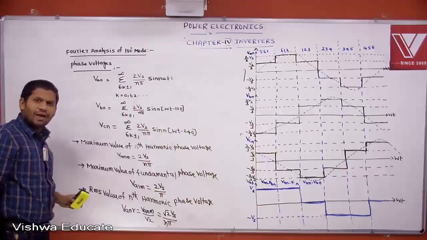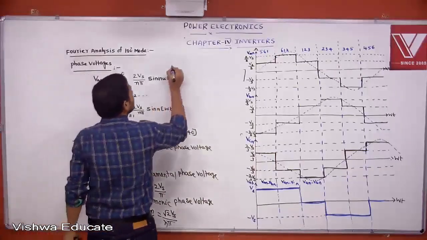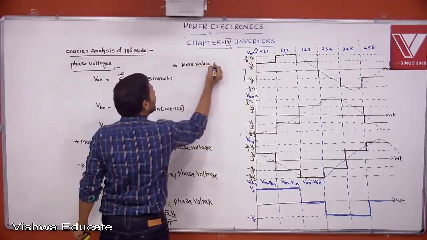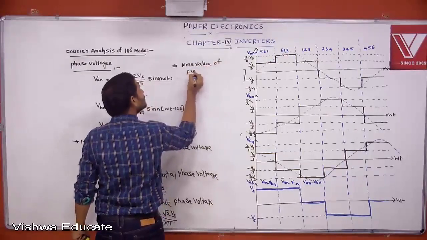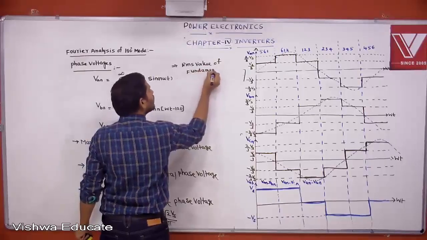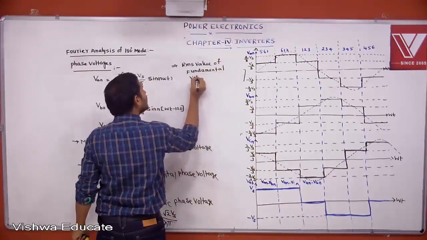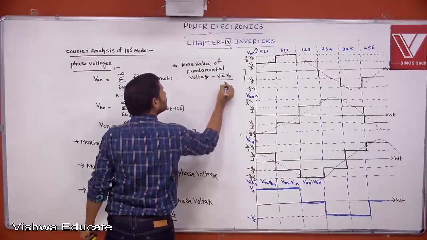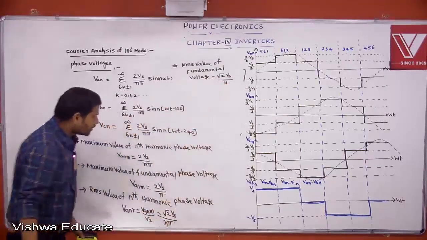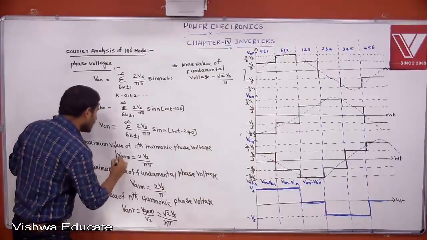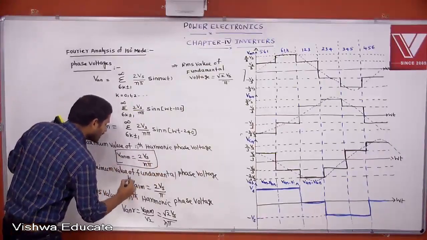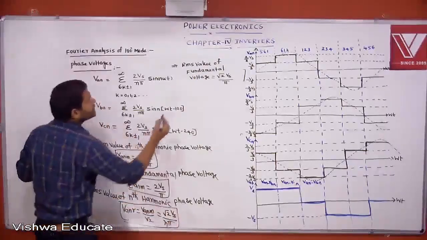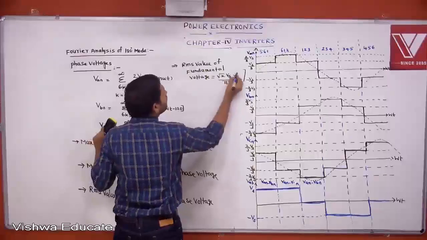Then what is the RMS value of the fundamental voltage? You write the formula. How much? Root 2 Vs by pi. You take n equal to 1. This is the maximum value of the nth harmonic output. What is the maximum value of the fundamental voltage? What is the RMS value of the nth harmonic voltage? What is the RMS value of the fundamental voltage?